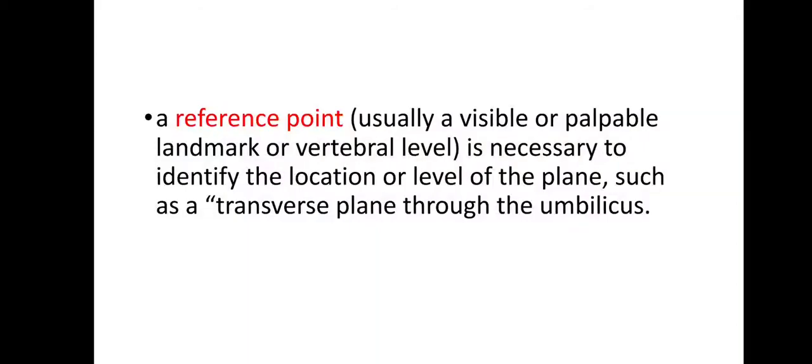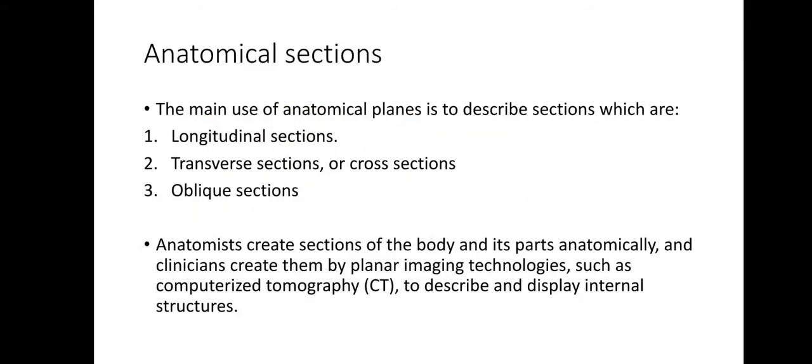Now whenever we are discussing a particular plane, we need to have a reference point. For example, a transverse plane through the umbilicus. It need not be a body structure, it could also be a visible or palpable landmark or a vertebral level. Then we have the anatomical sections. As I told you, these are mainly used by radiologists to create images in imaging techniques such as a CT scan or an MRI scan in order to display the internal structures. The three most commonly used sections are longitudinal, transverse or cross sections, and oblique sections.